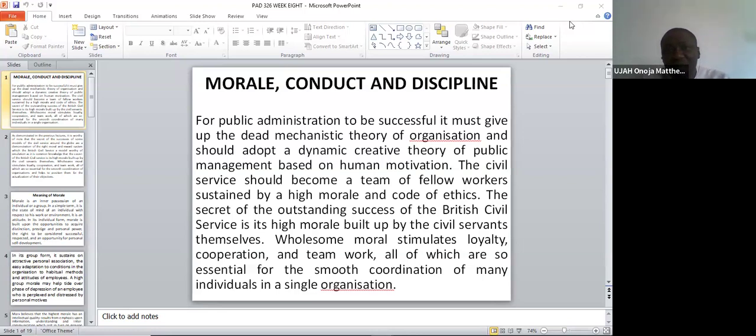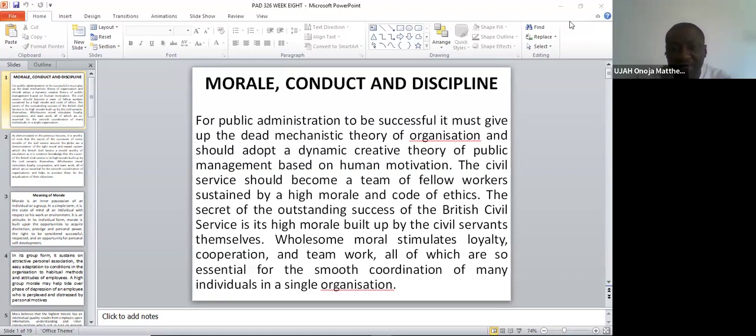Because when the interest of the individual is put into consideration, there is the tendency for an issue of morale, issue of even remuneration must be within the system. The civil service should become a team of fellow moral and code of ethics. The secret of the high morale built up by the civil servants themselves, wholesome morale and teamwork, all of which are so essential for the smooth coordination of many individuals.